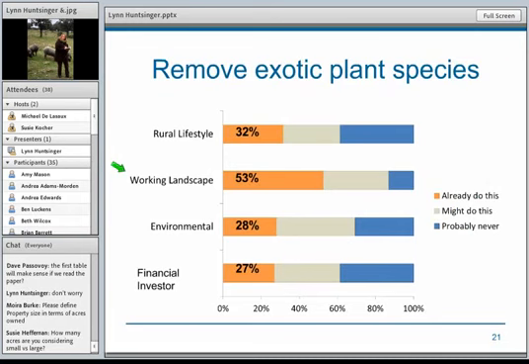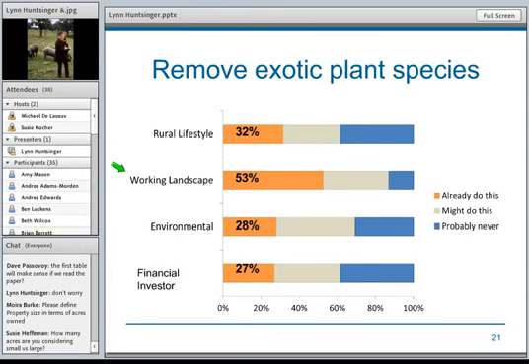So what about the four groups? Who implements water quality management practices? Well, the people who do that the most are working landscapes people. And in fact, the working landscape people were far more likely to carry out active management practices in general.